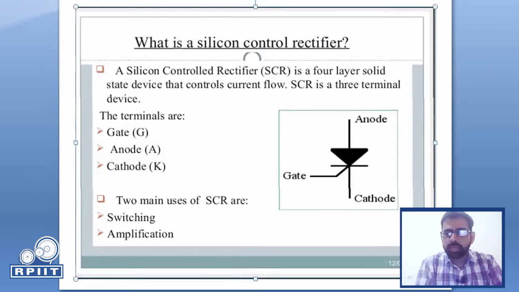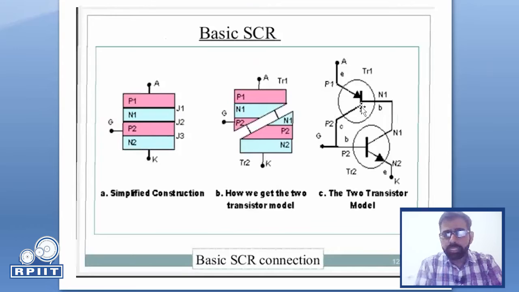Next we will understand the basic SCR structure. I already told that it includes 4 layers, that is P, N, P, N: a P layer, N layer, P layer, and again an N layer. It is a 3-junction device with junctions J1, J2, J3. It has 3 terminals, that is anode, gate, and cathode. These are the 3 terminals we are utilizing.